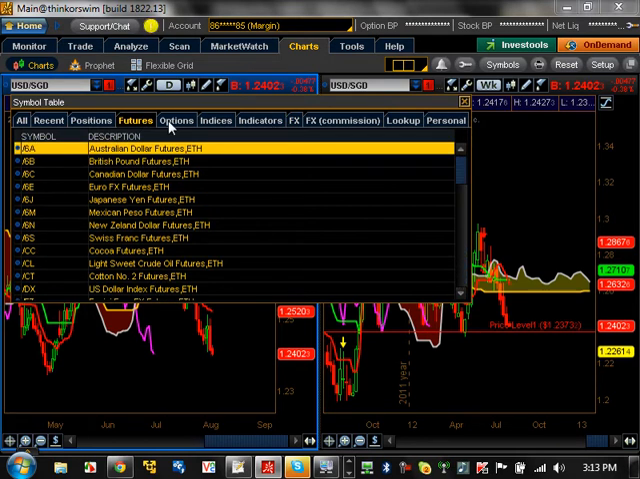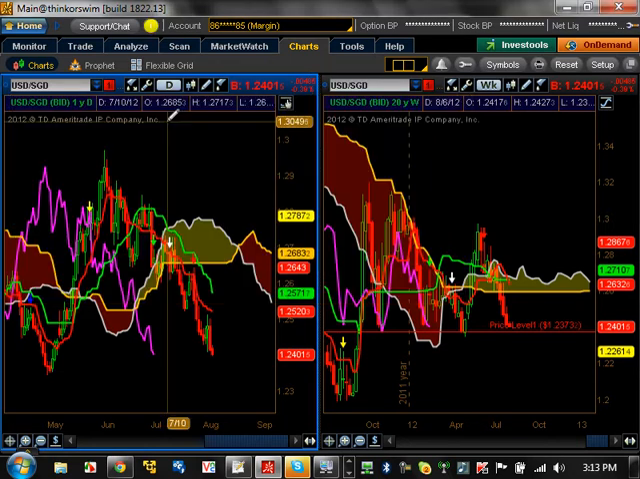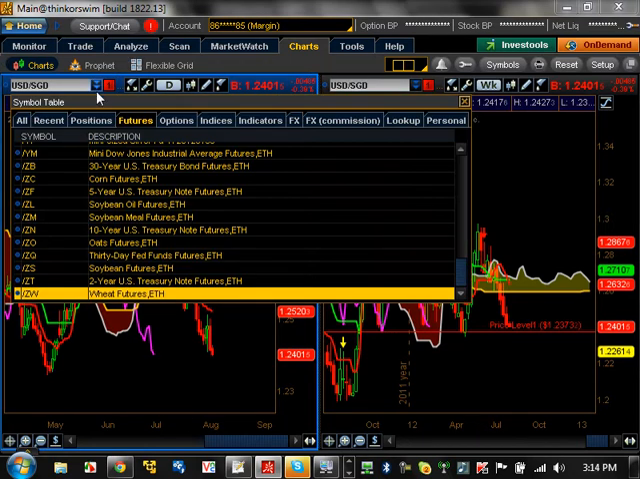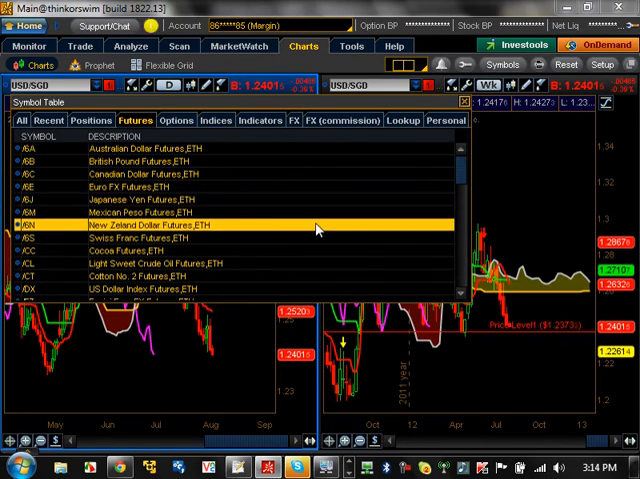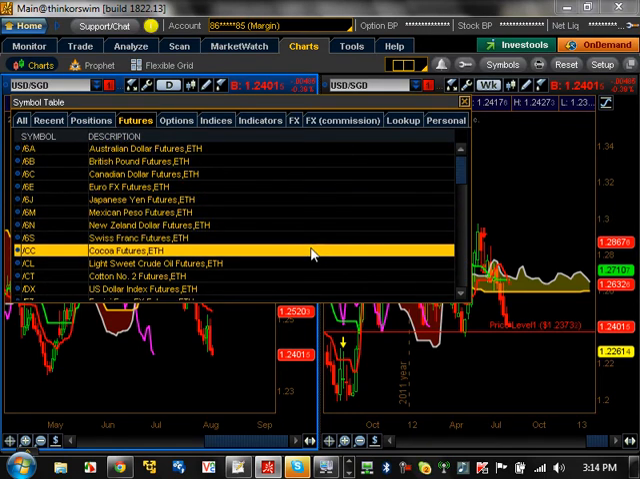Okay, so what we're going to do is go to the futures over here and start scrolling through each one. Remember, on the left hand side is basically the futures list. So first thing, let's go through from the very top. We want to go to cocoa futures here.